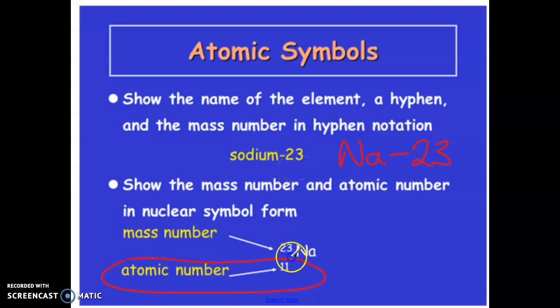Remember that the atomic number never changes. The atomic number for sodium is always 11. So I can have sodium with a mass of 22, or sodium with a mass of 19, or a mass of 25. The mass can change because the neutron number is changing, but the atomic number, the number of protons and electrons, is not changing in those atoms.